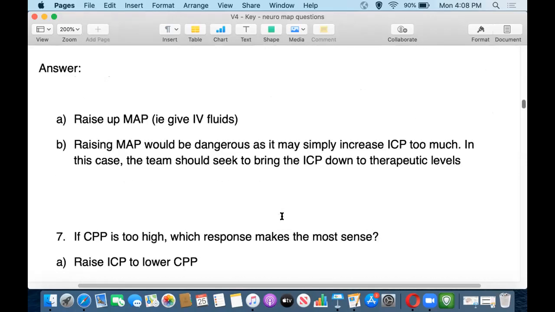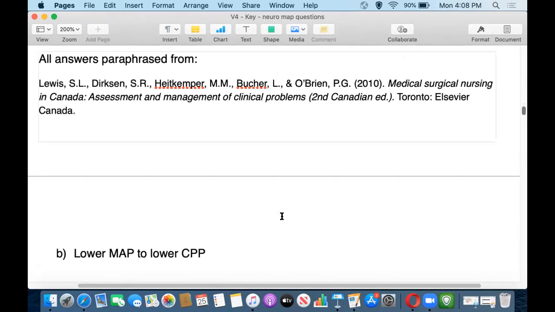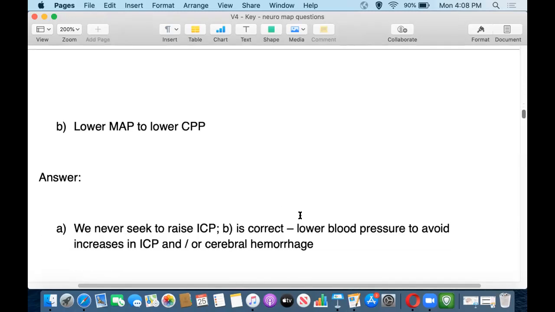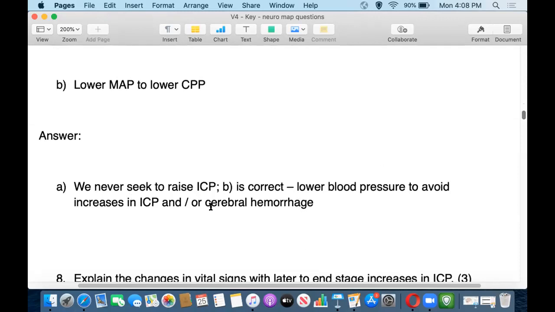Let's see if that was the right answer for 7. 7B. And it is. We never seek to raise ICP. B is correct. Lower the blood pressure.